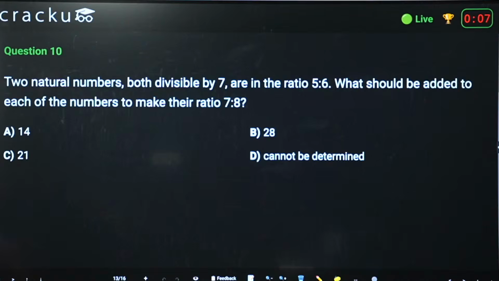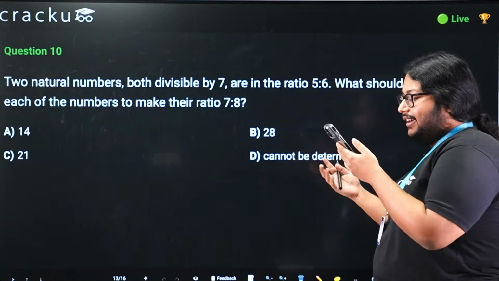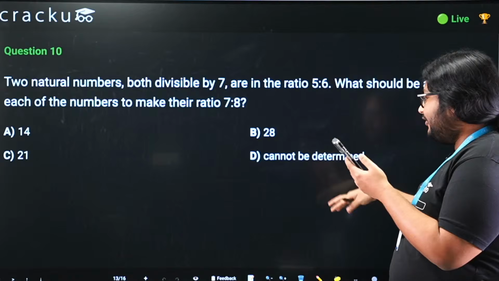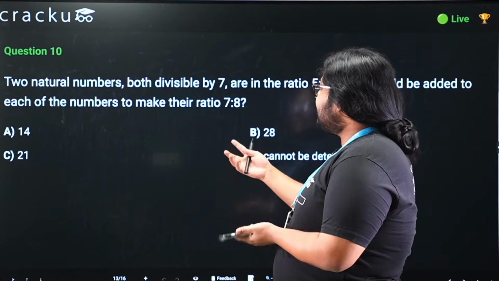Okay, last 10 seconds, guys. If you have the answer, put it in the chats. Okay, so this time we are split. Some of you said 14, and Anil, hello world, they said D, cannot be determined. Okay, let's see this question.